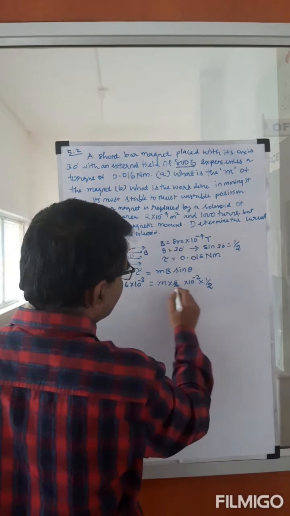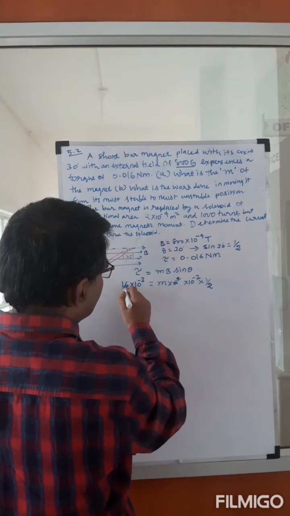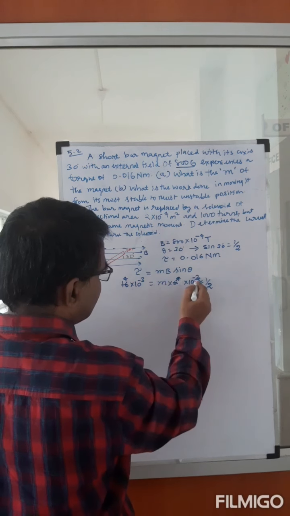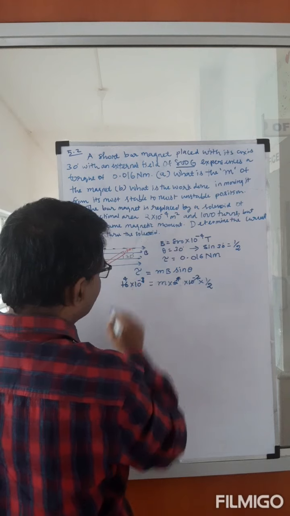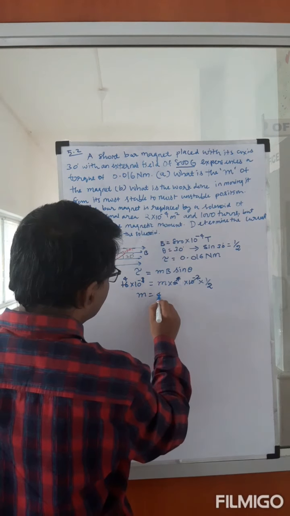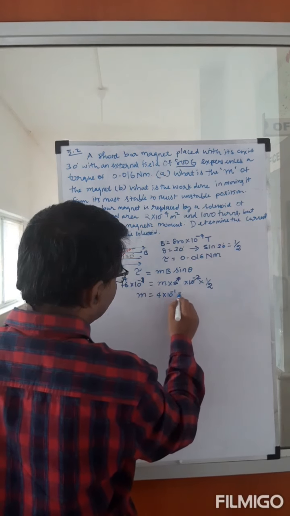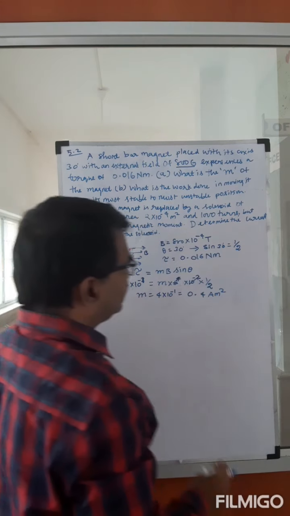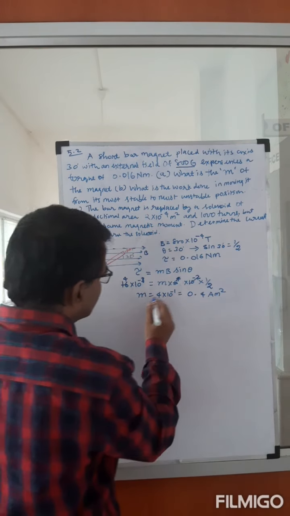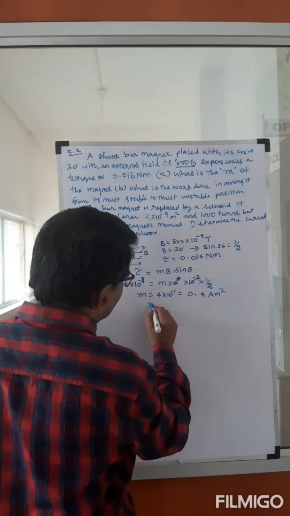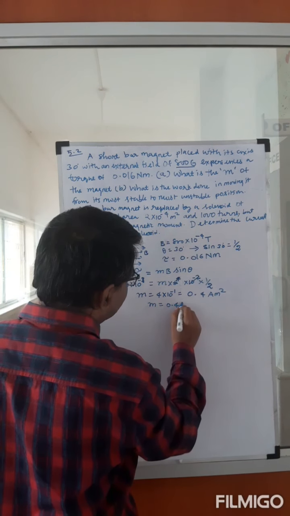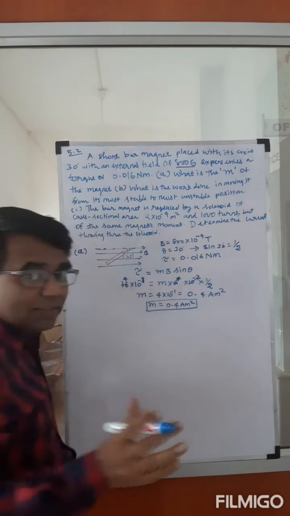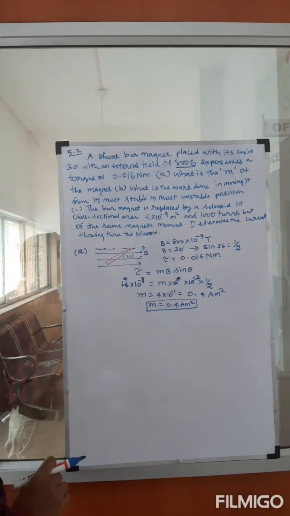Okay. So this will be 4, and this one 16. That will be 4 again. 10 power minus 2, and this will be 10 power minus 1. So M is equal to 4 into 10 power minus 1, which is equal to 0.4 ampere meter square. So that's the magnetic moment. For the first part, the magnetic moment is 0.4 ampere meter square. That is the answer.